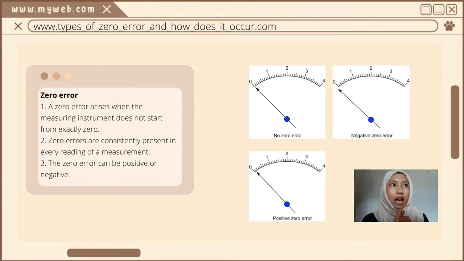From the picture I attached below, we can see that the first picture has no zero error because it starts with exactly 0 on the instrument, while the negative zero error starts before the 0 and the positive zero error starts after 0. So that's how this zero error occurs.